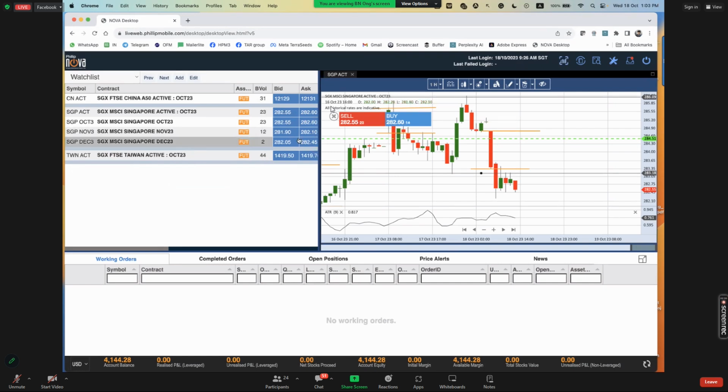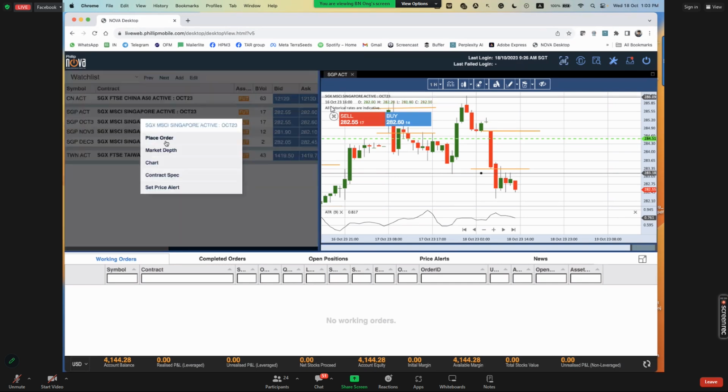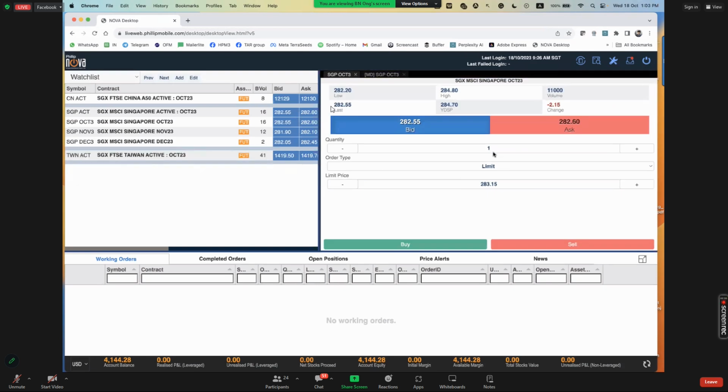So let me just key in the order here, place order. I want to do a limit at 283.3. Okay, done. So I want to do one, and I want to do limit, at 283.3. And do I want to buy or do I want to sell?